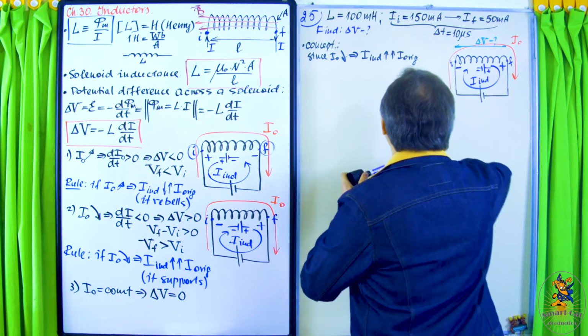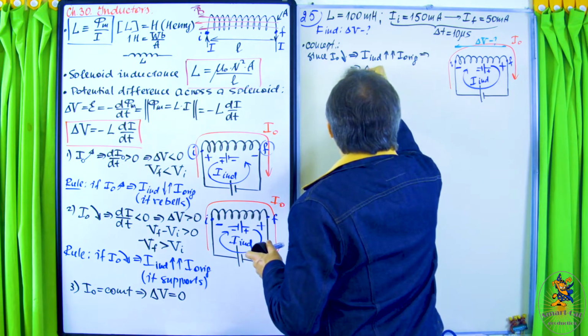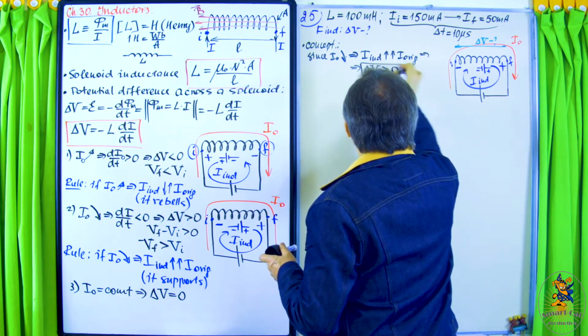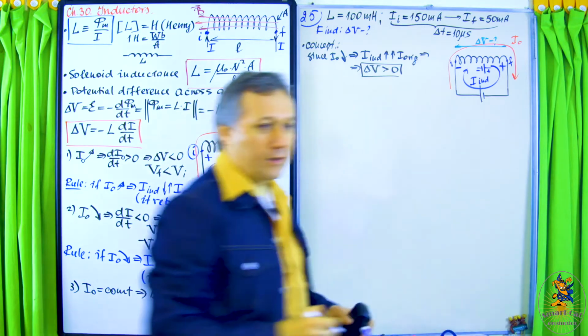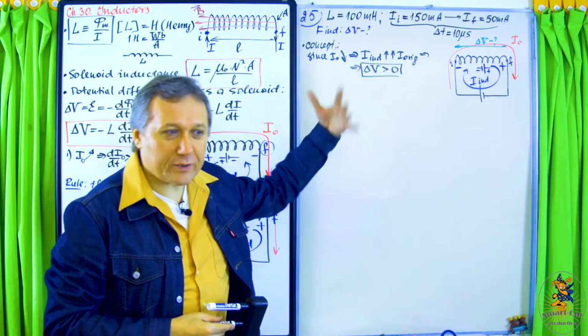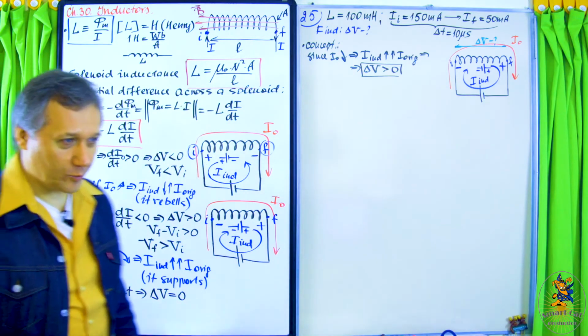So as a result, delta V is positive. So that's what we should get. Now we're going to calculate it. But first I want to discuss it conceptually using this sort of modified Lenz's rule.